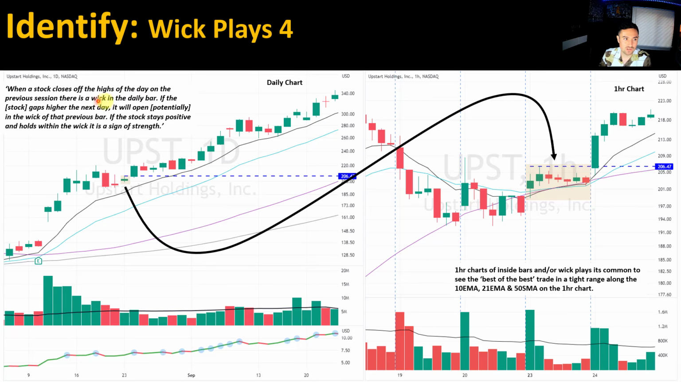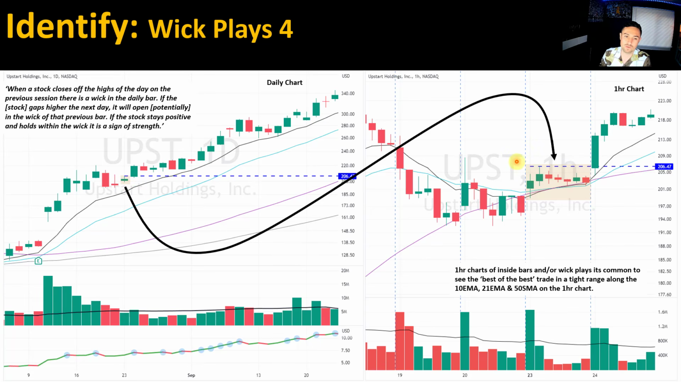When a stock closes off the highs of the day, so this is talking about the wick play, so this is UPST, another one. Highs of the day on the previous session, there is a wick play in the daily bar. If the stock gaps higher the next day, it will open potentially in the wick of that previous bar. If the stock stays positive and holds within the wick, it is a sign of strength. So here, okay, you can see here's the wick, here's the inside bar. So the entry is 206.47, I think that is, through the high, and then stop loss just underneath the low.